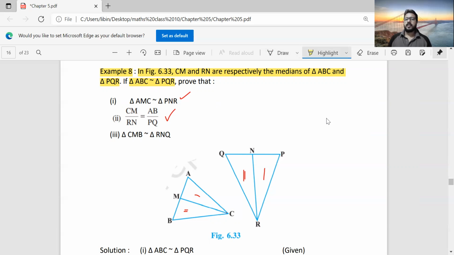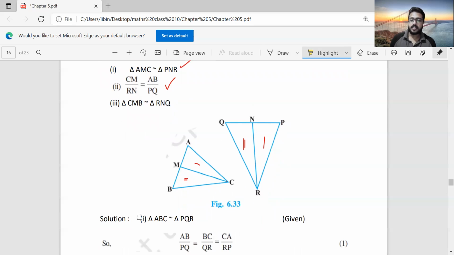So the two main informations you are given: one is that triangle ABC is similar to triangle PQR. Another information is that CM and RN are the medians of triangle ABC and triangle PQR. What do you mean by median? It is a line which divides the side equally of a triangle. So let us see. First of all, we are going to prove that these two triangles are similar. So triangle ABC is similar to triangle PQR, it is given, and we are applying that information here.